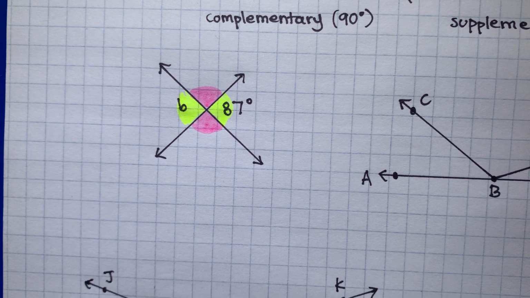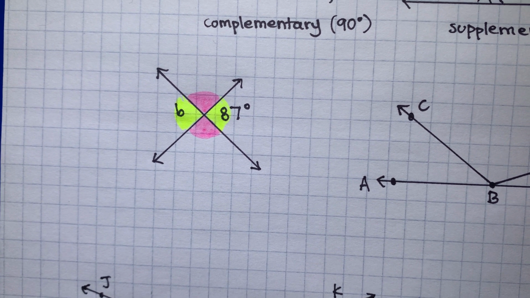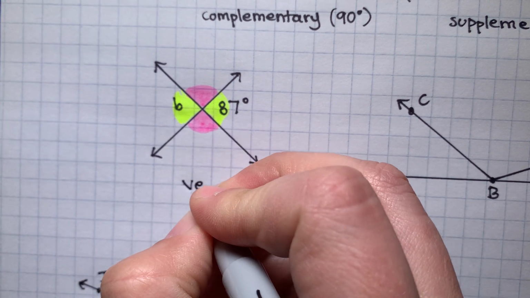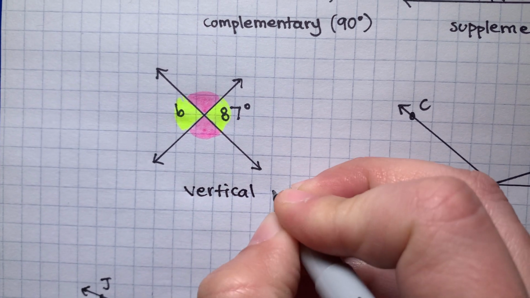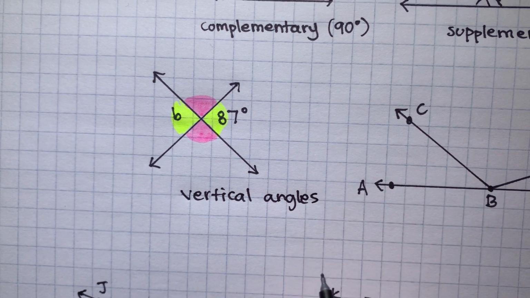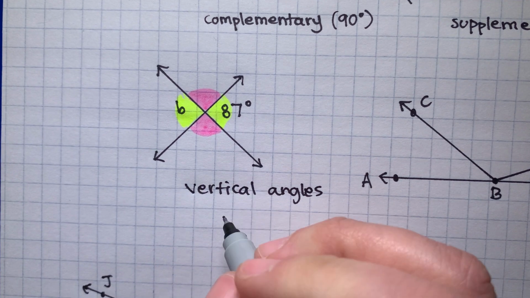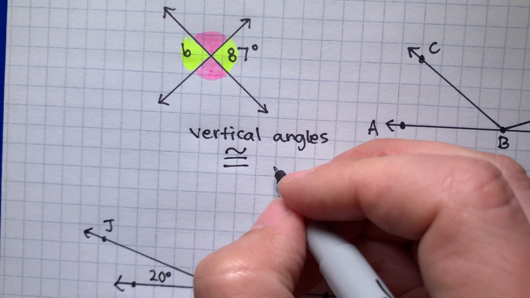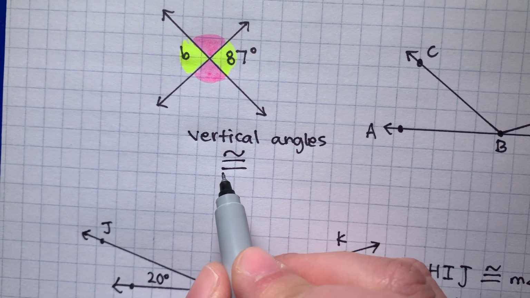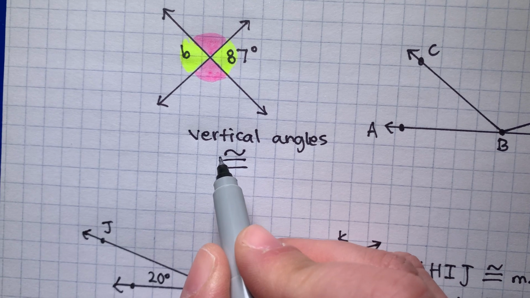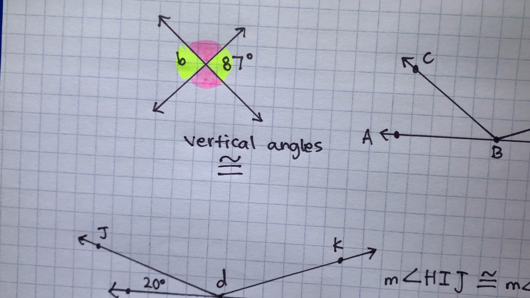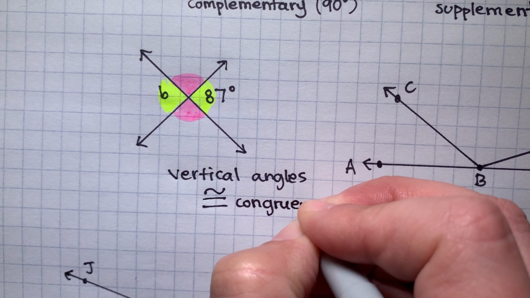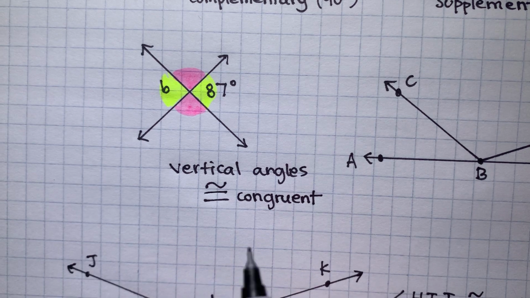Vertical angles are formed when lines intersect. They're angles that are opposite each other, and vertical angles are congruent. That is the symbol for congruent. Congruent means equal. So you see there's a little equal sign, and there's a little approximate symbol. Congruent is used all the time in geometry. Congruent: same shape, same size.